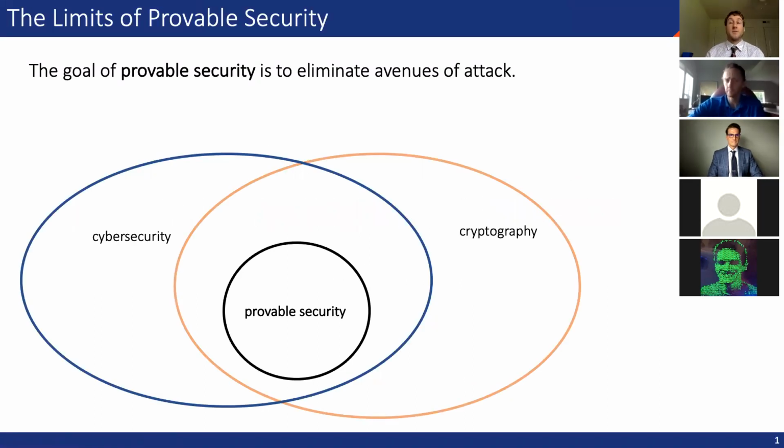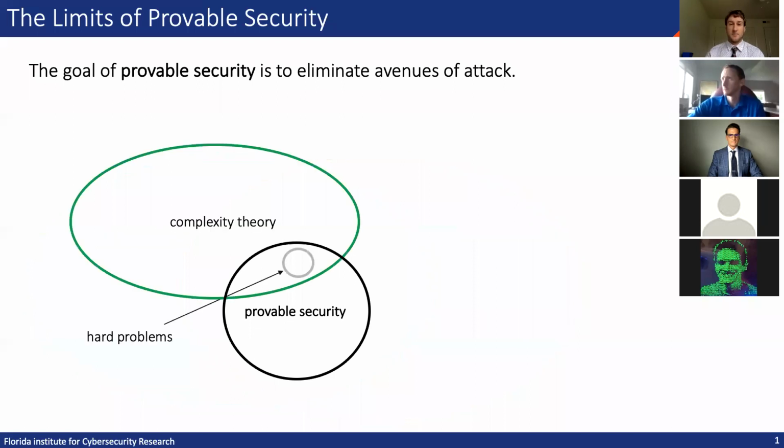The field of provable security lies at the intersection of cryptography and cybersecurity, where the goal is to eliminate avenues of attack against systems. And these days, like I just said, the standard of security for a cryptographic protocol is that breaking it should be as hard as solving some unsolved problem, like efficiently factoring the product of large prime numbers, or computing discrete logarithms in certain finite groups.